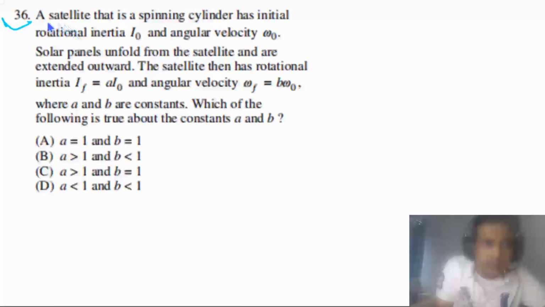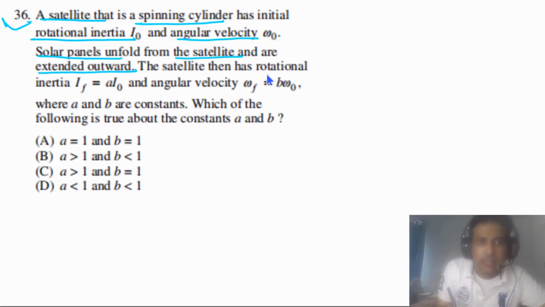Question 36 says a satellite that is a spinning cylinder has initial rotational inertia I naught and angular velocity omega naught. Solar panels unfold from the satellite and are extended outwards. The satellite then has rotational inertia If equal to a I naught and angular velocity omega f equal to b omega naught, where a and b are constants. Which of the following is true about constants a and b?